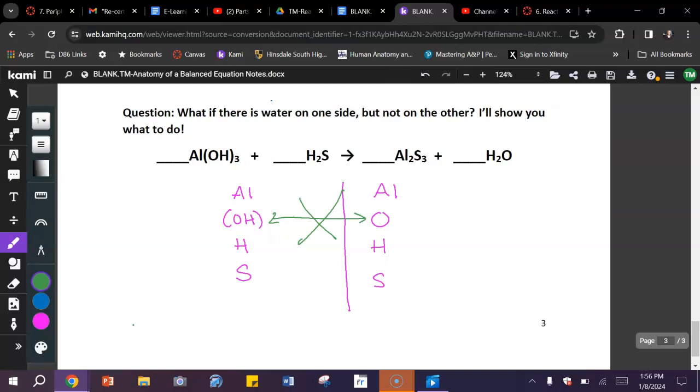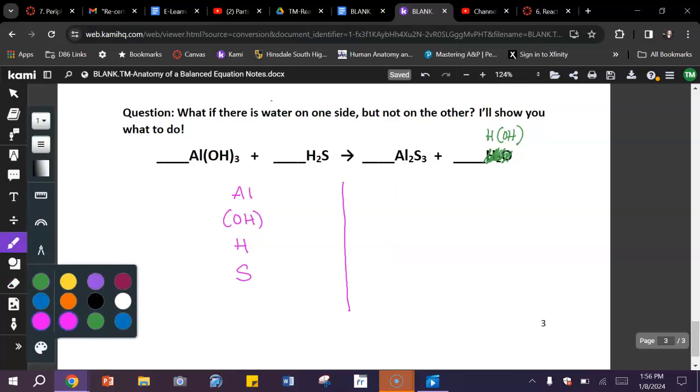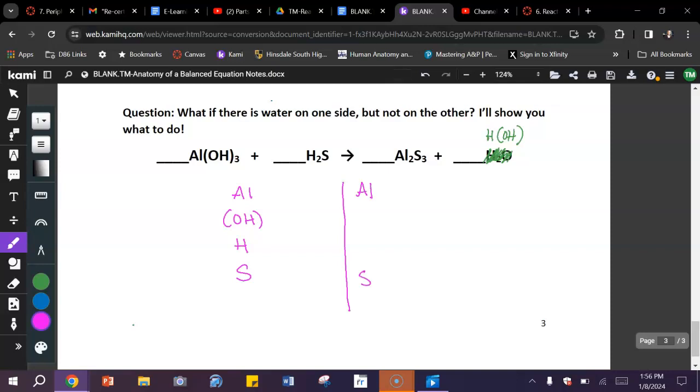So that's why by rewriting H2O as HOH, we now, on my product side, have exactly the same. So there's my aluminum, and here's my sulfur. Here's my OH, my hydroxide. We now have the same elements and polyatomic ions on the product side as we do on the reactant side. And then we can go forward and balance our equation.